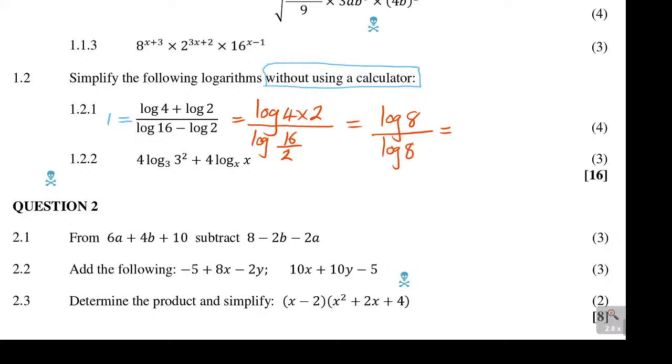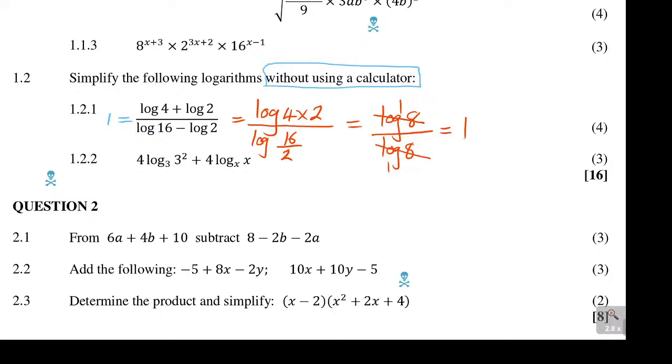So log 8 cancel log 8, and you get 1. Now don't do what students usually do. When they're cancelling, they cancel the log and cancel the 8. Please, the log is not separate from 8 because it does not exist. The log goes together with 8. So whenever you're cancelling, it's one thing. So log 8 over log 8 is 1.